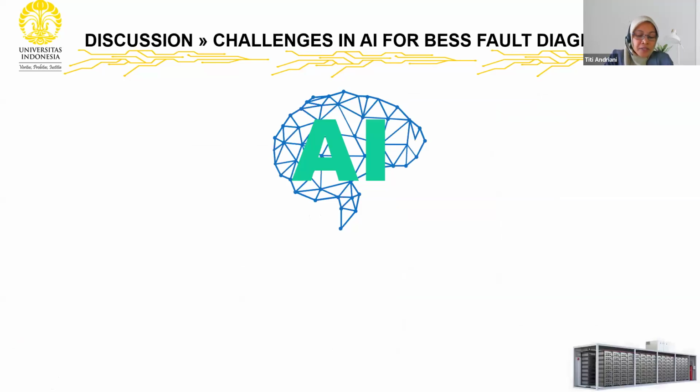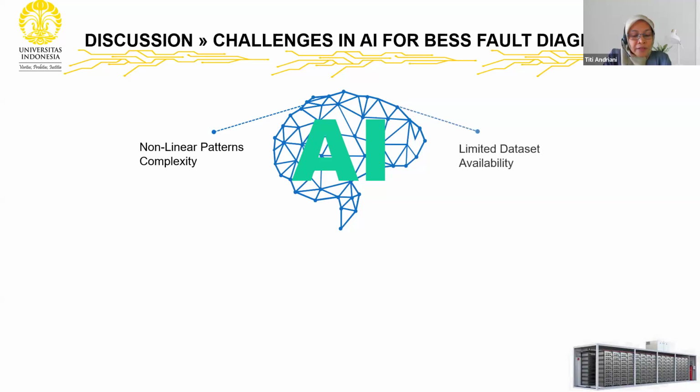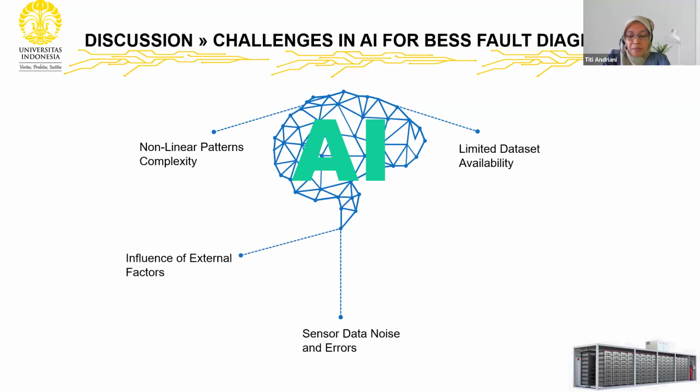Despite its advantages, AI-based fault diagnosis in BESS faces several challenges, including nonlinear pattern complexity, as battery operation data is difficult to model accurately, and then limited dataset availability, since real-world battery fault data is often scarce. Then the influence of external factors, such as temperature, battery aging, and workload variations, affecting AI model accuracy. Sensor data noise and errors, which can lead to incorrect fault prediction. And the last, generalization issues, where AI models trained on specific datasets may fail to recognize new fault scenarios.